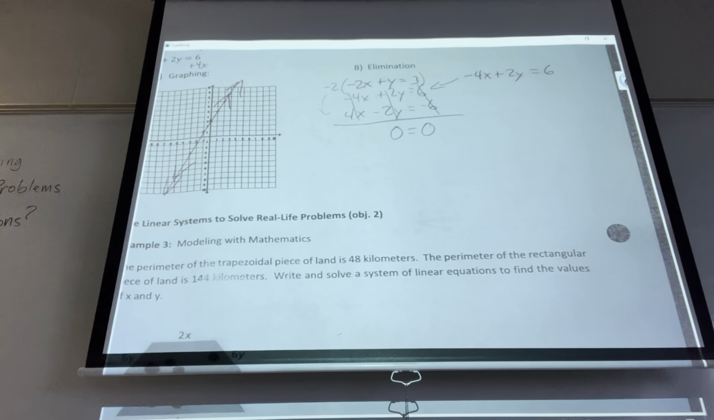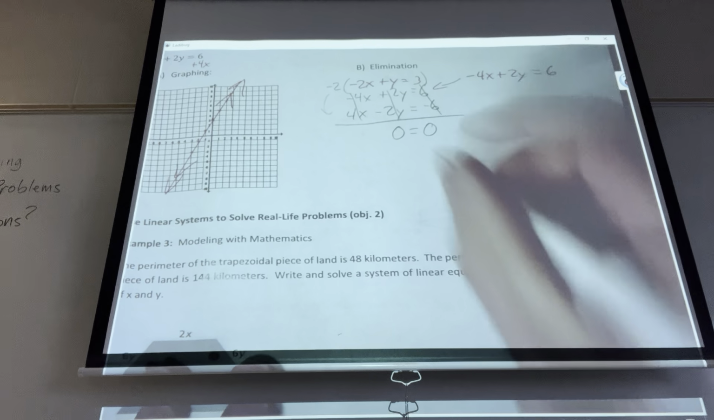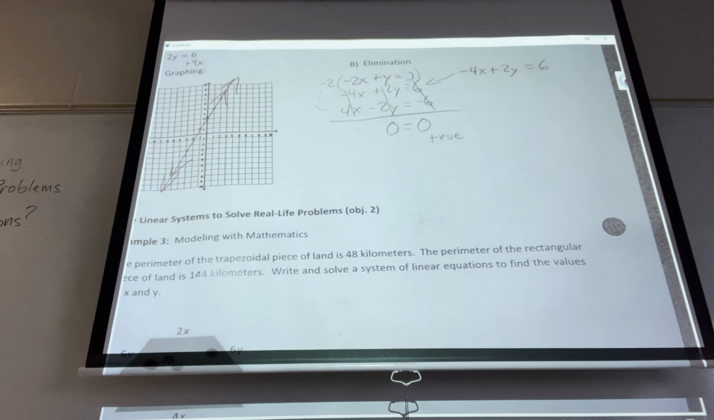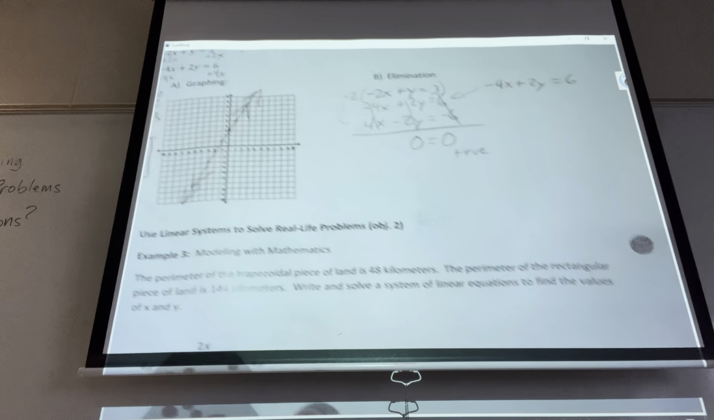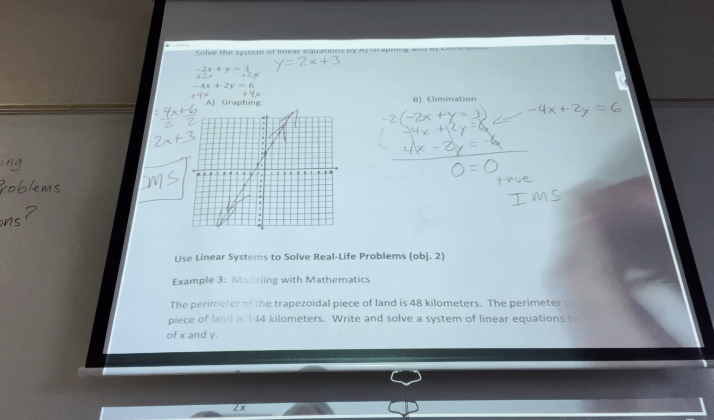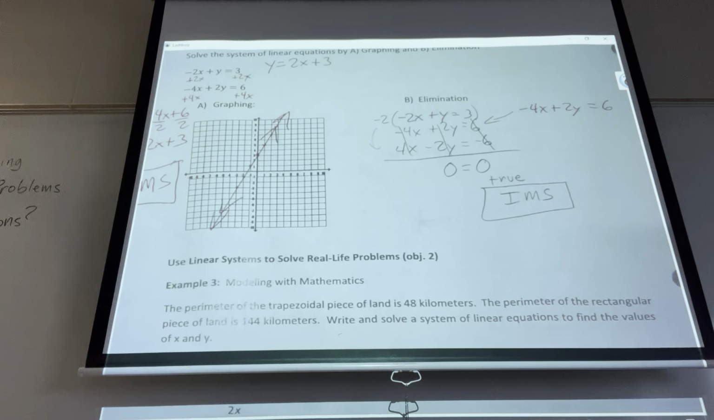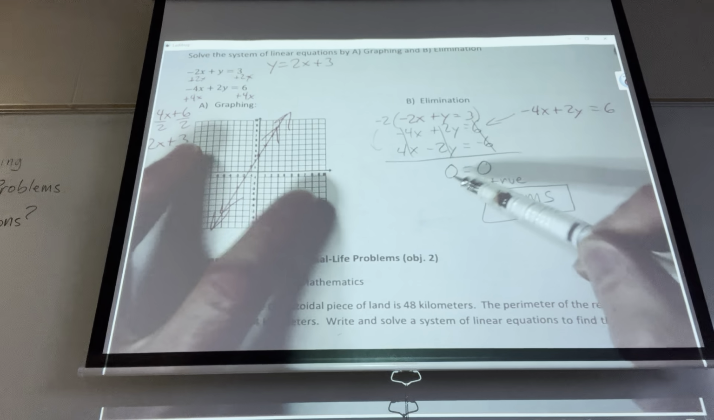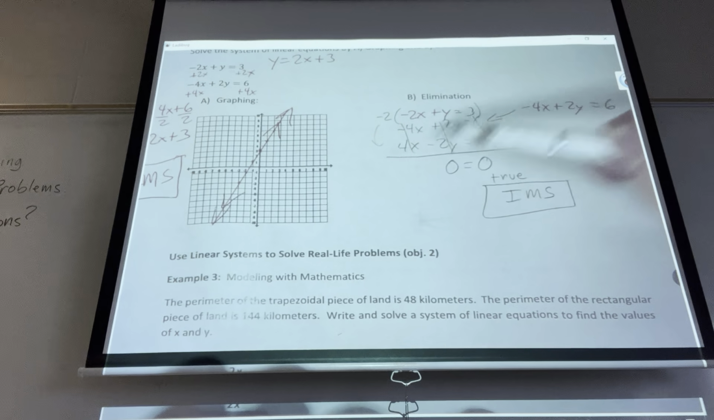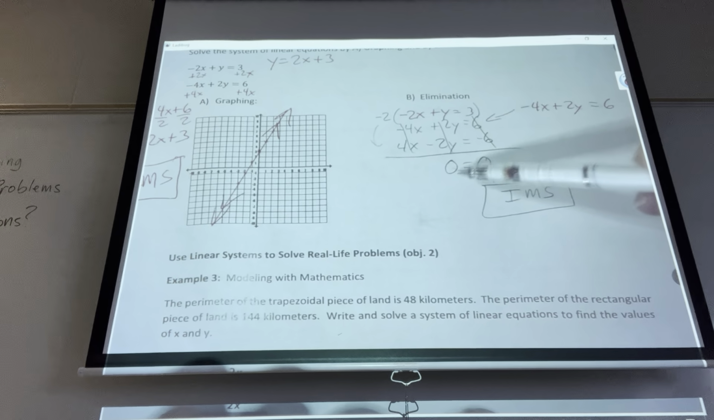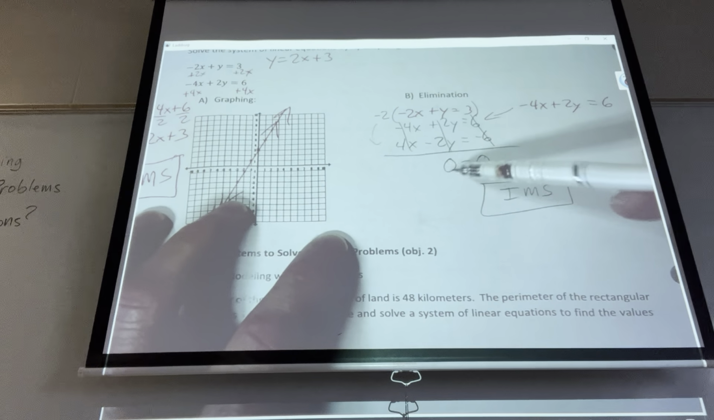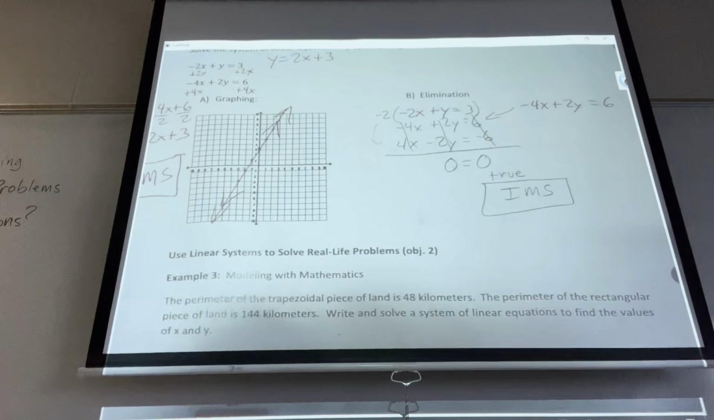Class, is that true? That's true. And when the variables go away and it's true, what do we get to write? Infinitely many solutions. Now, class, this happens a lot on these types of problems where you'll get zero. So is everybody cool with the fact that when everything cancels out, you have to write a zero? Sometimes people get confused on that. But yeah, you gotta write a zero there when everything goes away.